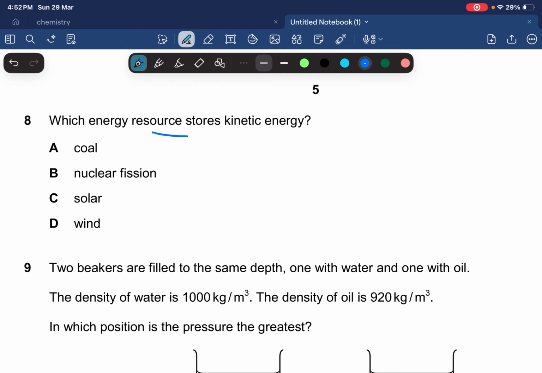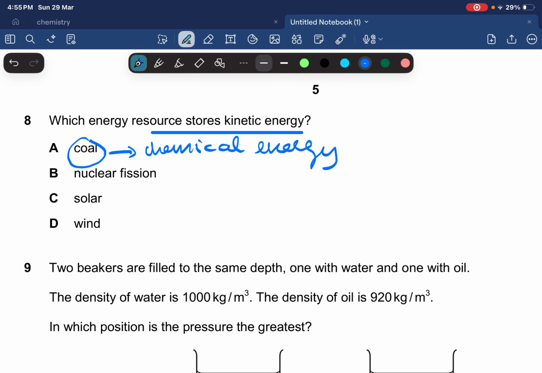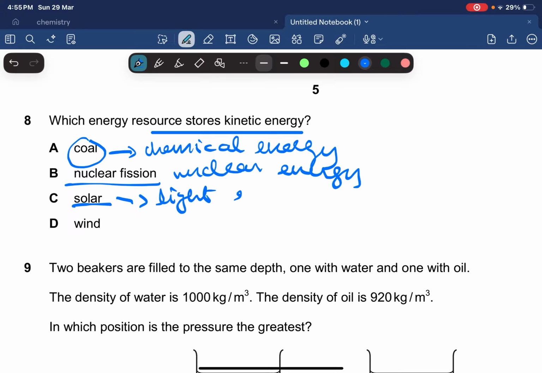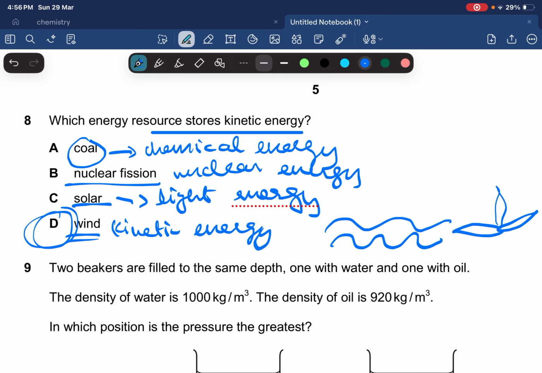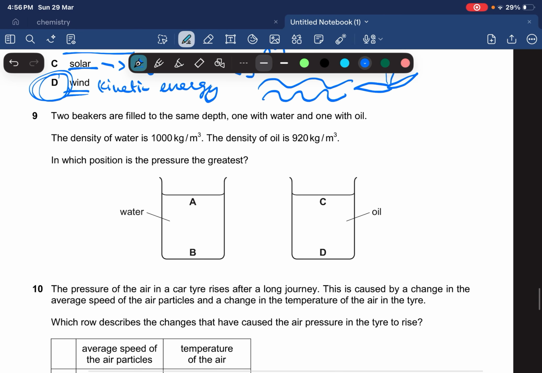Which energy resource stores kinetic energy? Coal stores chemical energy, and then you burn coal, and that chemical energy converts into thermal energy. Nuclear fission stores nuclear energy. Solar stores light energy or the radiant energy. And wind stores kinetic energy, because wind moves and then it makes the turbine move.